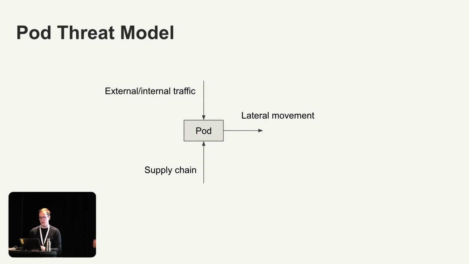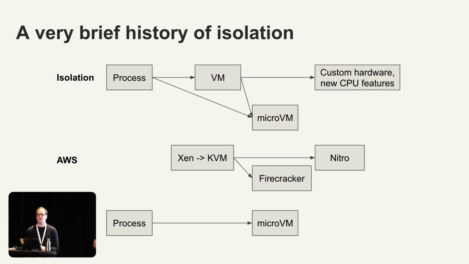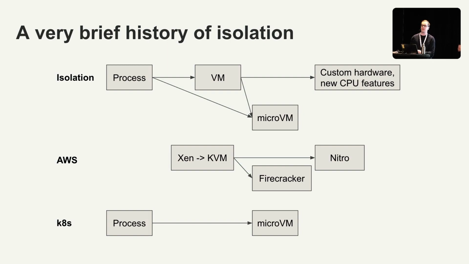And before getting more into that, let's first do a brief history of isolation. So you basically started out with processes, trying to run different apps on a single operating system. And there are hardware features to back this up. The next step was to run multiple OSs on a single physical machine. And so we had VMs, and again, new hardware features were added to enable this. And then more recently, some tried to get the best of both worlds in terms of processes and VMs, and we got micro VMs.